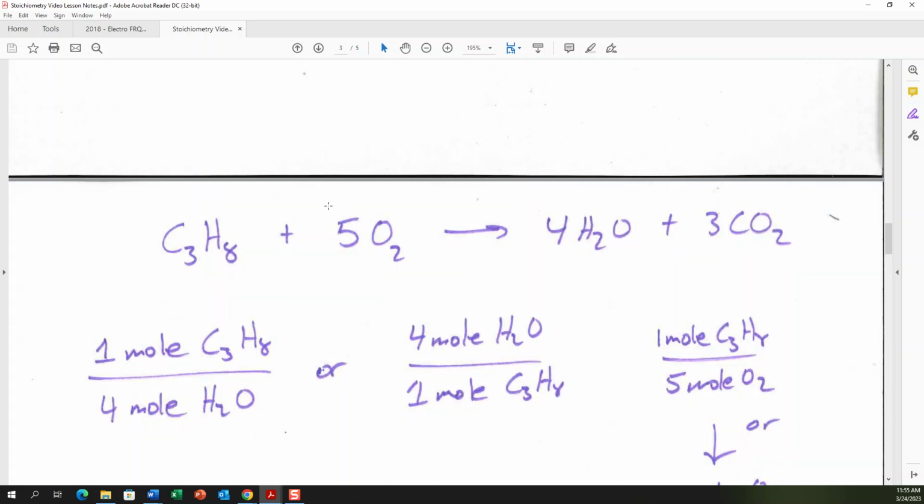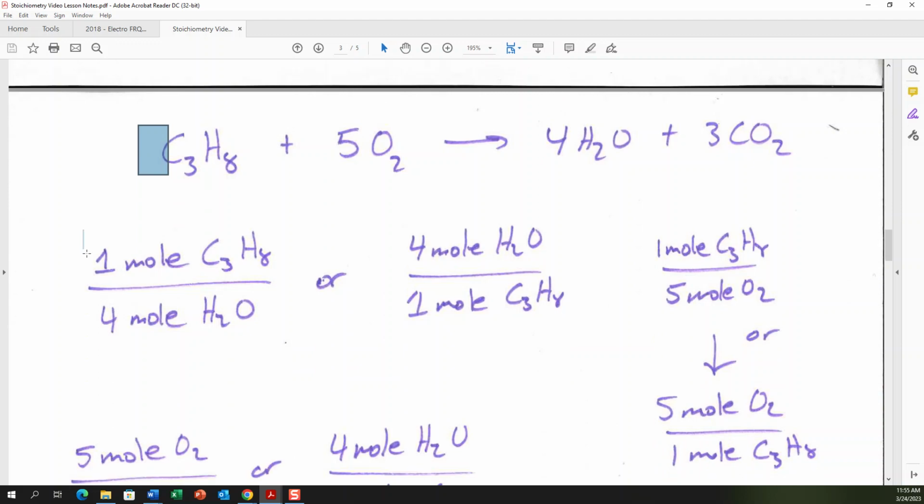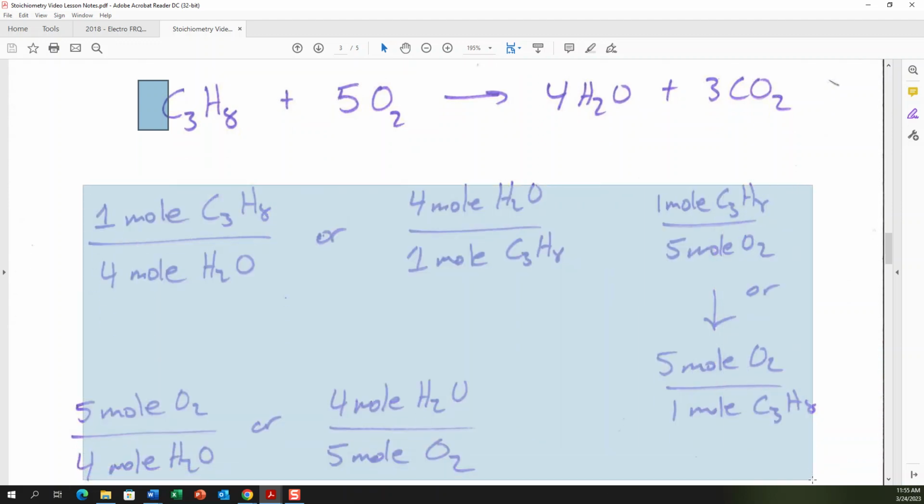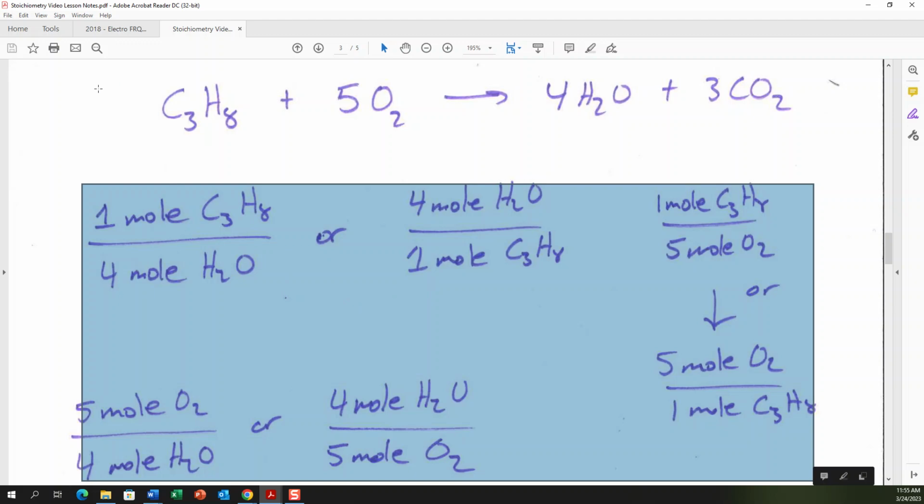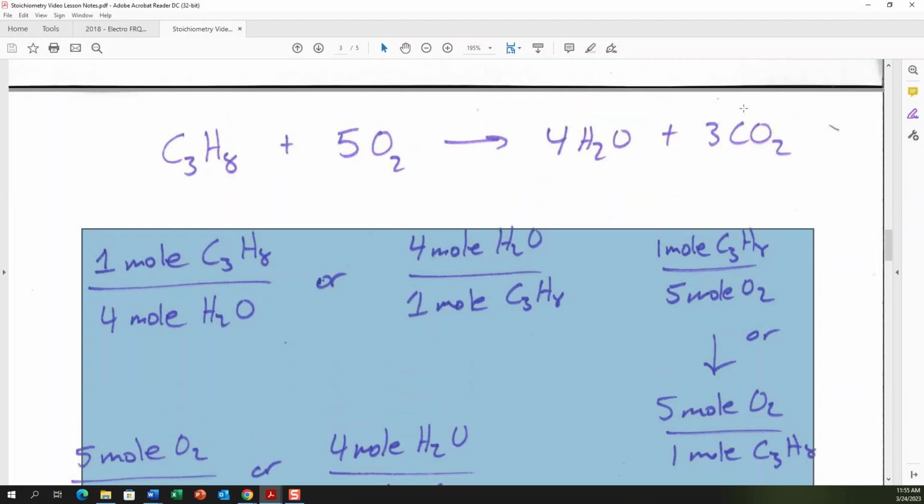You could say if 5 moles of oxygen react, then 1 mole of propane also reacts, right? It's a 1 to 5 ratio or a 5 to 1 ratio. It's a 1 to 4 ratio or a 4 to 1 ratio. It's a 1 to 3 ratio or a 3 to 1 ratio. Then you could go to oxygen. It's a 5 to 4 ratio or a 4 to 5 ratio, and it's all mole ratios. So here are all the different ratios. Now, these aren't all the ratios, but here are some of the ratios we can get from this balanced equation.